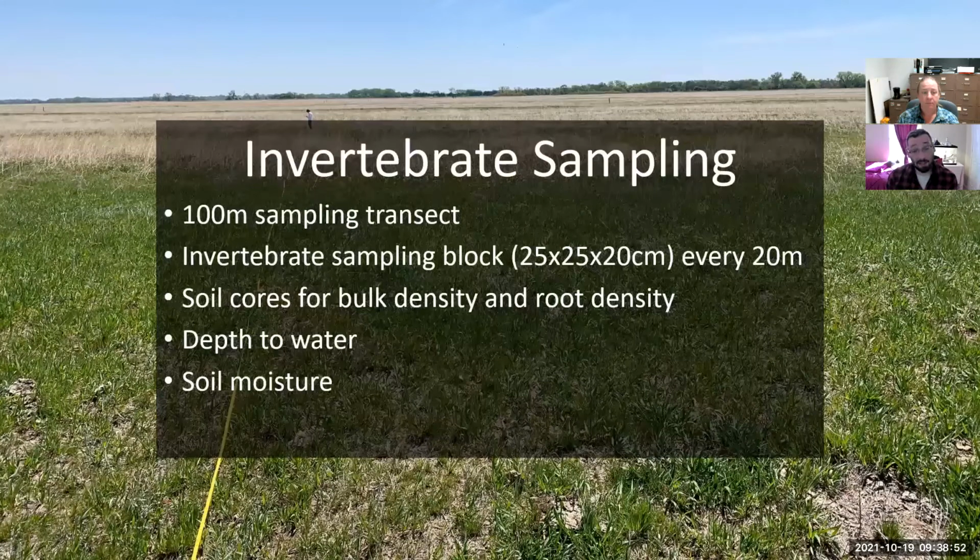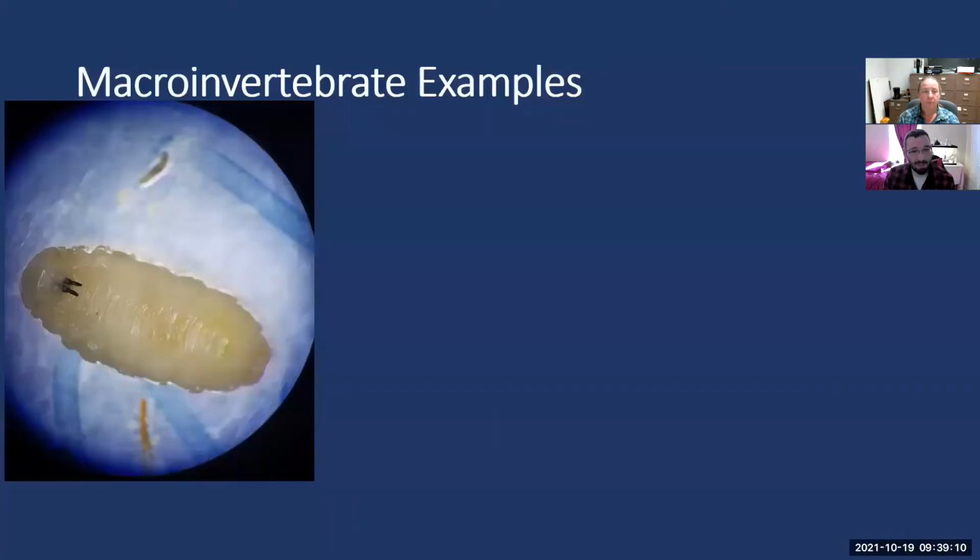Also along this transect, we take soil cores for bulk density and root density. Some of these environmental factors we're interested in comparing to the invertebrate community. We take depth to water measurements, and then we also do soil moisture measurements. So quite a battery of tests along this 100-meter transect. Now I wanted to show everyone the kinds of macroinvertebrates that we find in these soil blocks and what we're dealing with here.